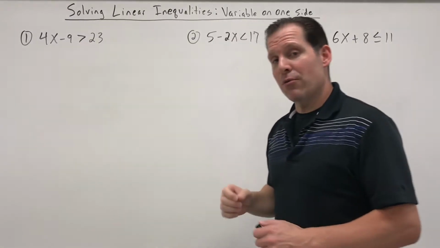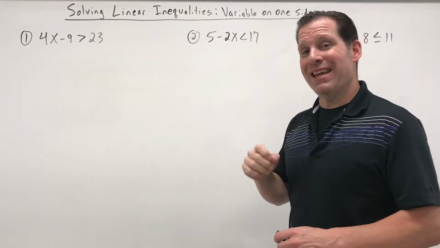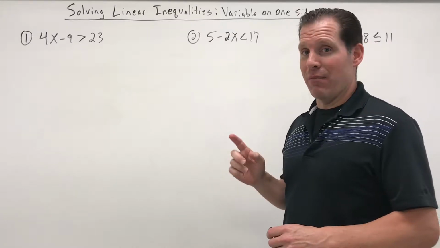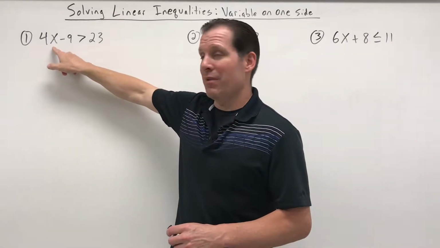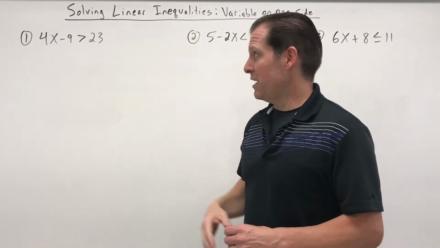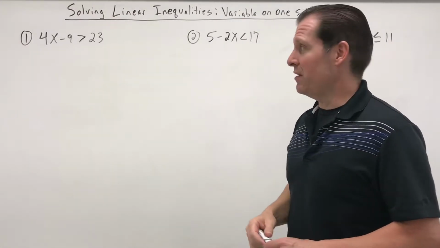So the steps that we're going to do are going to be the same where you want to get the x by itself. It's just that the answer is going to be different. So with a linear equation, you're looking for that one x value that makes it true. With an inequality, there are going to be many answers, many x values that are going to make this inequality true. So let's go through the steps, and then I'll of course show you how to write the answer in different ways when we get to the end.